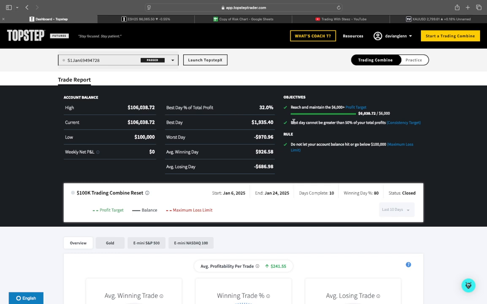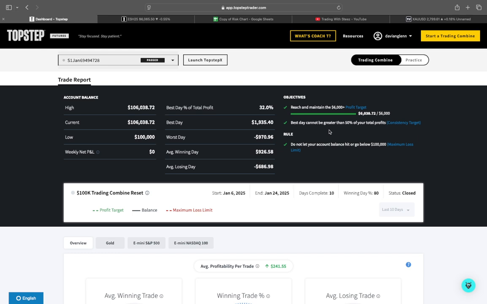Now, there's rules to this, okay? So we know about the 6,000. We know about where you can't let your account go below a certain amount. There's also a part where you cannot get greater than 50% of your total profits in one day. So we know, like, in a 50K account, we're trying to get 6,000. And one day of profit, it can't go over $3,000. So you can get to 3,000, but you can't have more than 3,000.